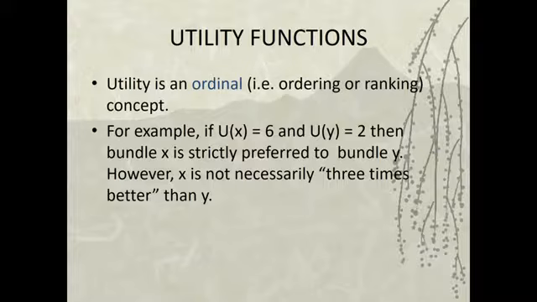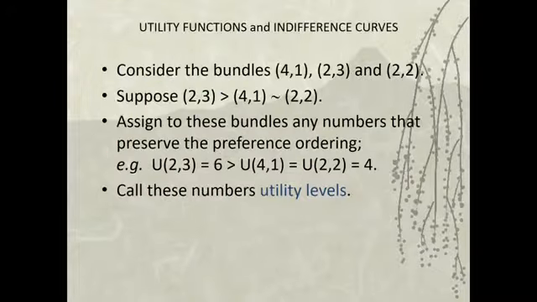For example, if utility of x is 6 and utility of y is 2, then bundle x is strictly preferred to bundle y. It's an arbitrary assumption. However, x is not necessarily 3 times better than y. Normally we say that U(x) is 6 and U(y) is 2. It never says that in a cardinal sense it is 3 times, and in an ordinal sense it is not 3 times. It simply says that it is better than the other.